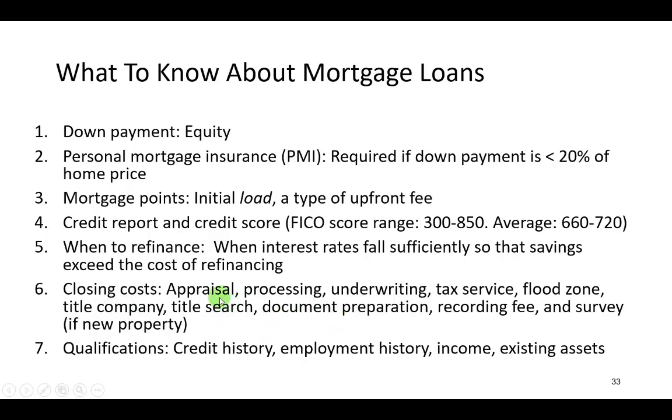And then finally, here are four key attributes of what qualifies you to get a mortgage loan: your credit history, your employment history, of course, how much money you make, and whatever existing assets that you may have. All of these in addition, of course, to your credit score.